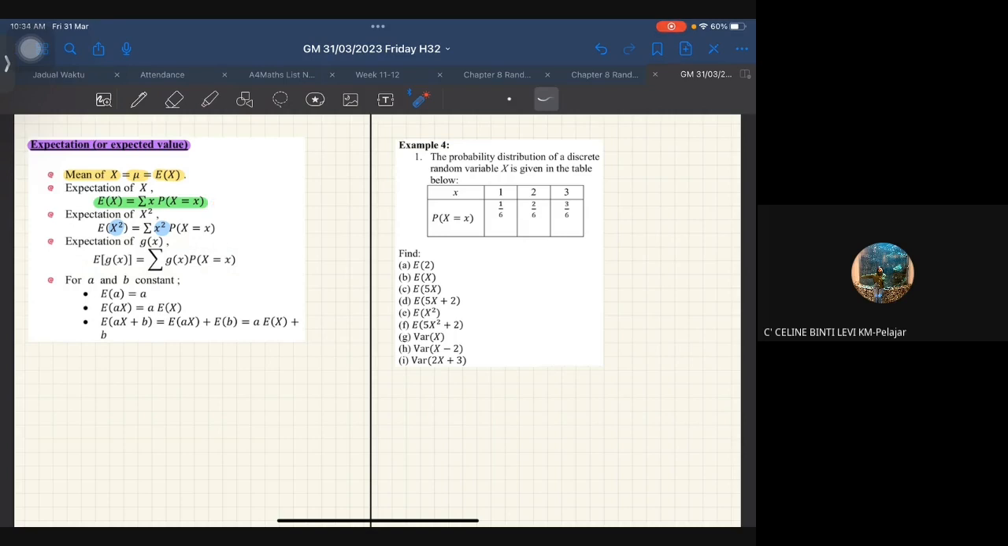Okay, so there are few properties for expectation. Ada 3 property yang awak kena faham dan tahu macam mana nak guna dia. So ni property dia, properties.